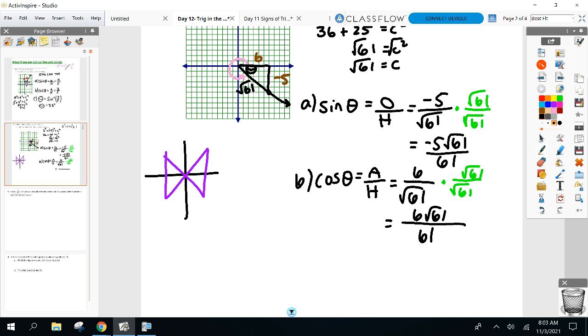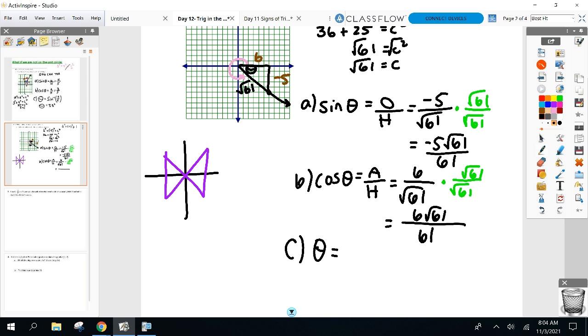Now we found sine, cosine, and it says also to find what theta equals, right? What quadrant am I in, guys? 4. So my answer should be between what? 270 and 360. Everyone agrees? Okay, keep that in mind, please. Since I'm in the fourth quadrant, my answer has to be between 270 and 360.